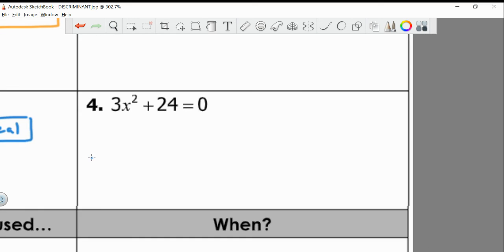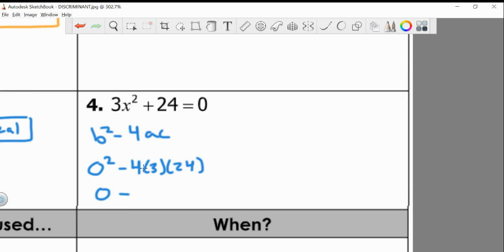Now, finally, a question like number 4, where we need b squared minus 4ac. Remember that b is missing, so b is 0, right? I have no x terms here. b is gone. So I've got 0 minus 4 times a times c. This right here is going to be 0 minus a number, so I know it's going to be not good. Okay, that would be 12 times 24, which would be 288, and that would be negative 288.